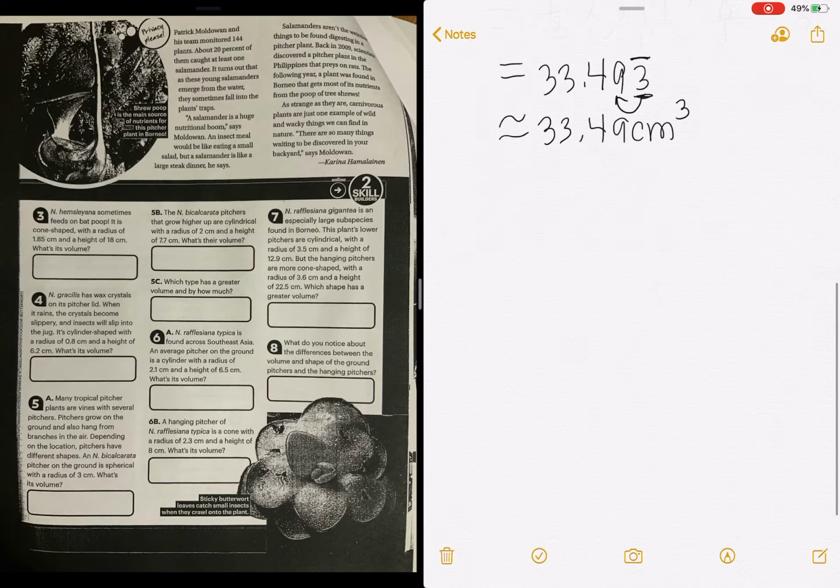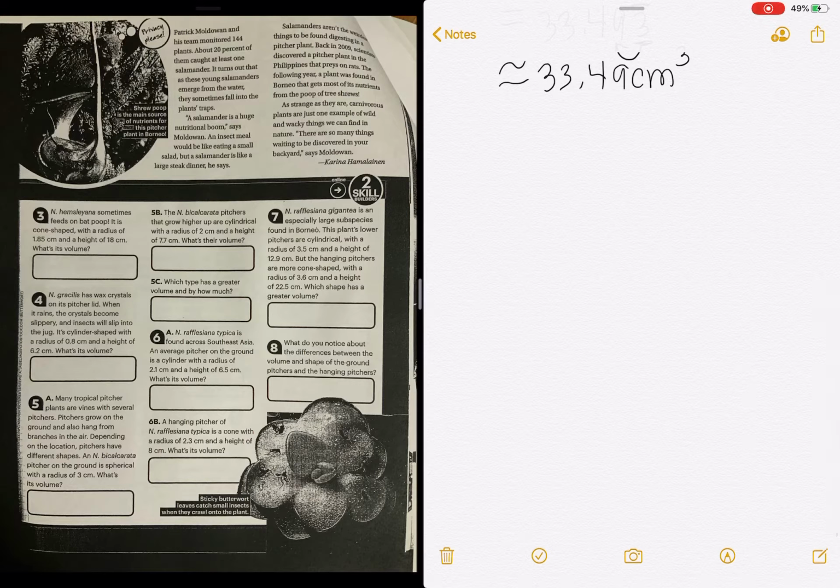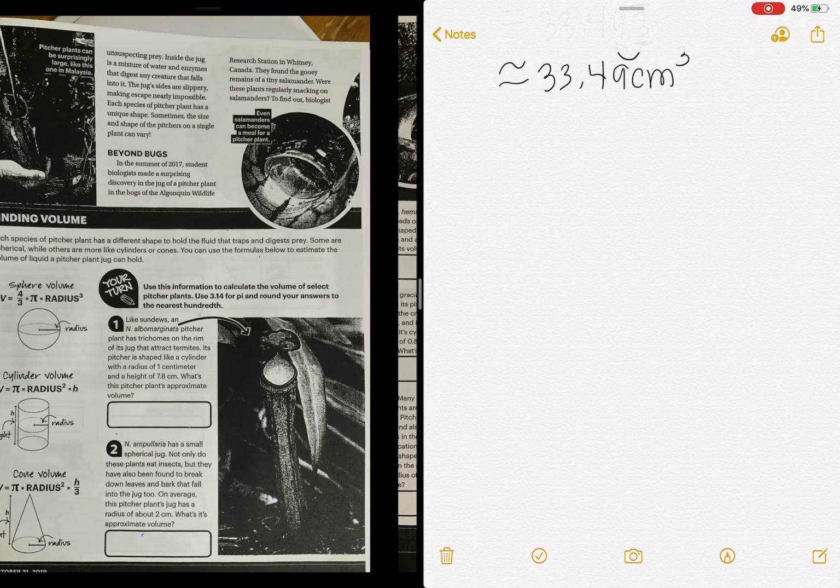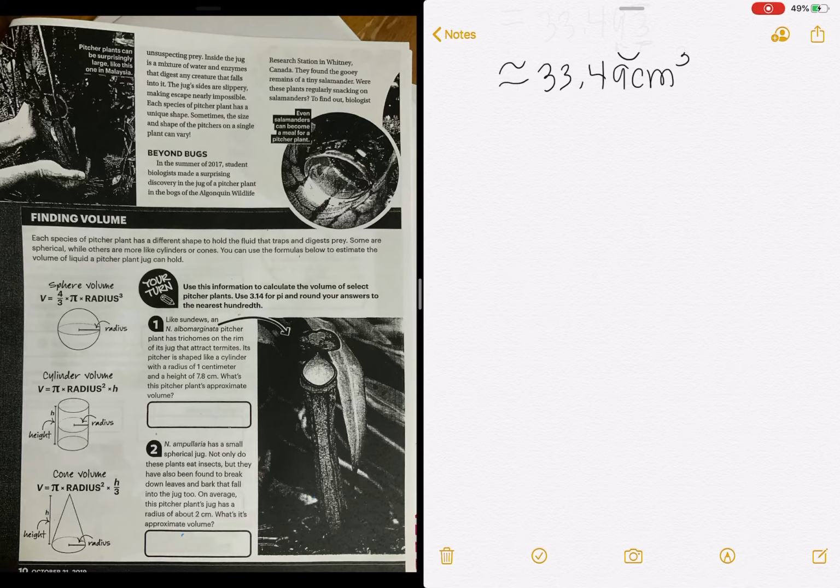And number 3. I am not sure how to pronounce this plant's scientific name, so therefore we're just going to call it the poop-eating plant because it feeds on bat poop. It is cone-shaped with a radius of 1.85 centimeters and a height of 18 centimeters. What's its volume? So I'm going to flip back here to the volume of a cone. It equals pi times the radius squared times the height divided by 3.